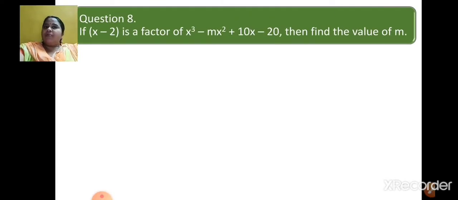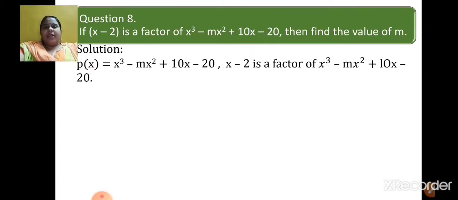If you have understood the previous one, question number 8 is exactly same. If x minus 2 is a factor of this, then find the value of m. Now, it is told that it is a factor. Okay? It is a factor of it. Right? So, given question, p of x is x cube minus mx square plus 10x minus 20. It's told that x minus 2 is a factor of this.